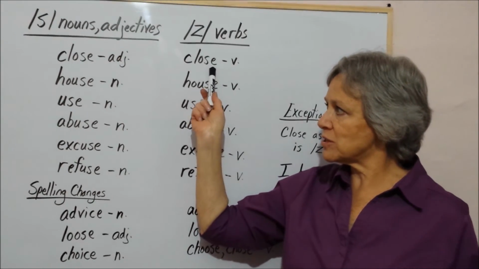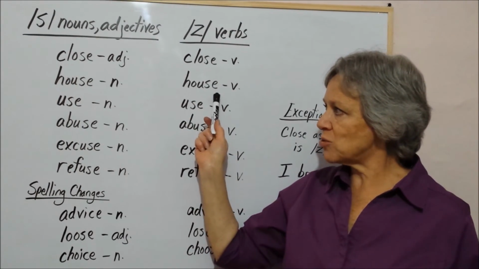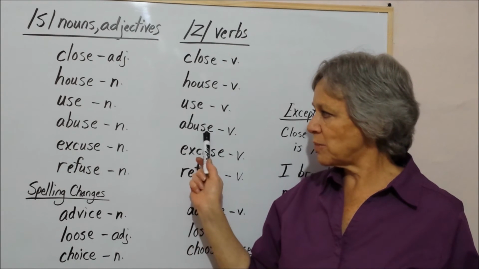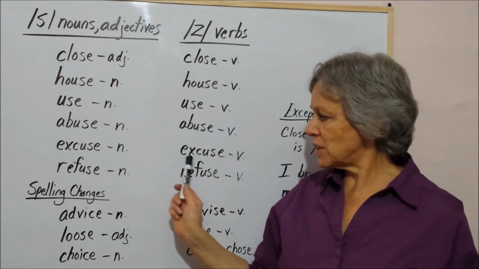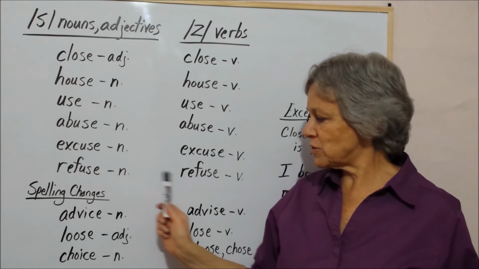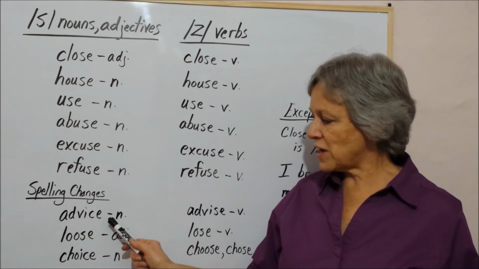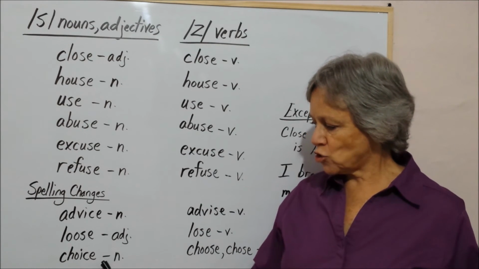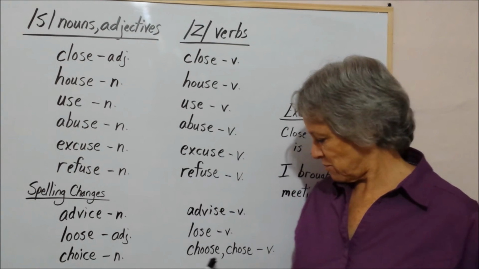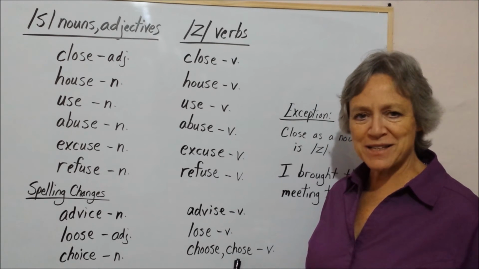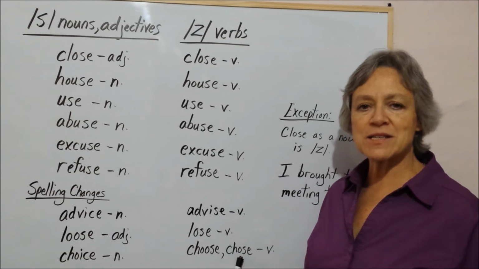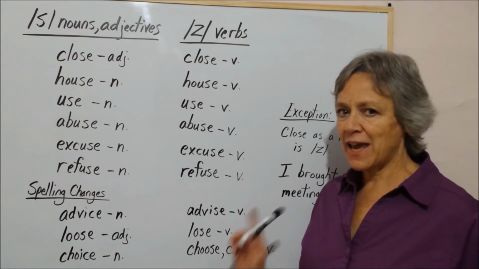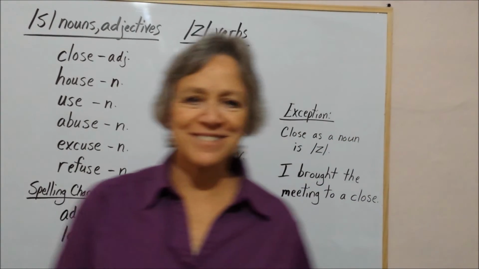Please listen. Try to hear the difference between s and z. Close, close. House, house. Use, use. Abuse, abuse. Excuse, excuse. Refuse, refuse. Advice, advise. Loose, lose. Choice, choose. Oh, I forgot chose. The past tense of this verb also has the sound z. Chose.